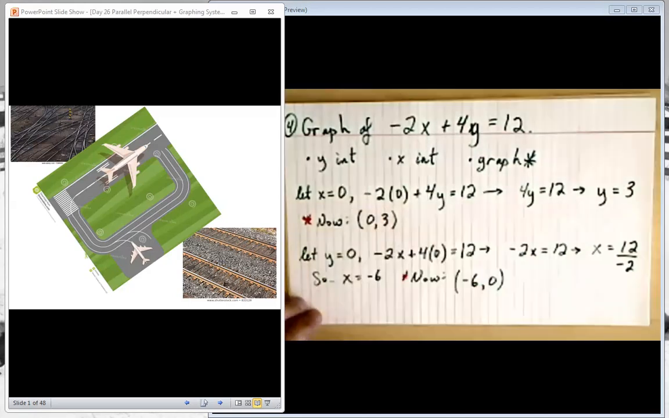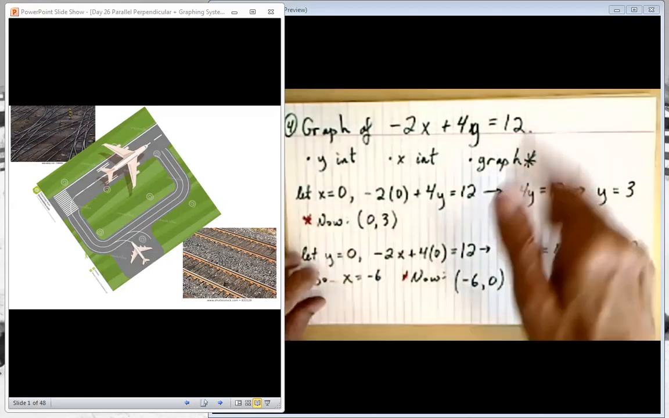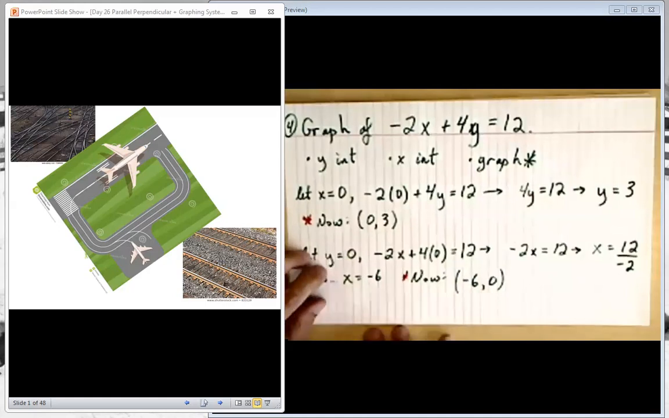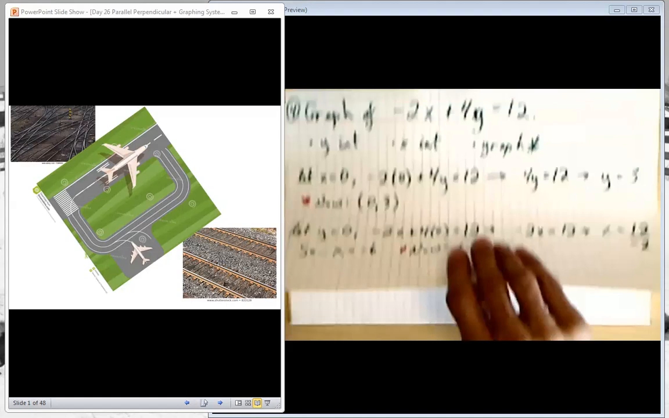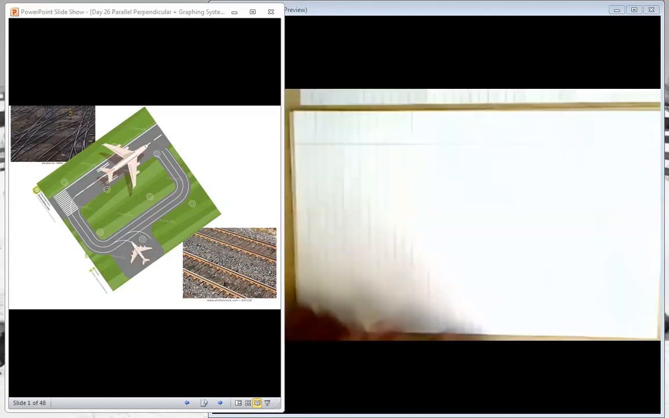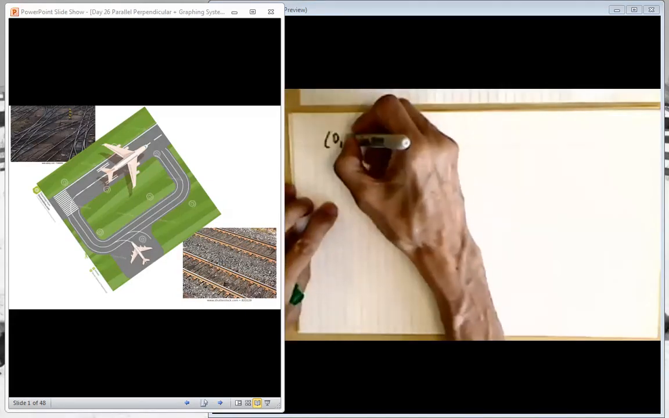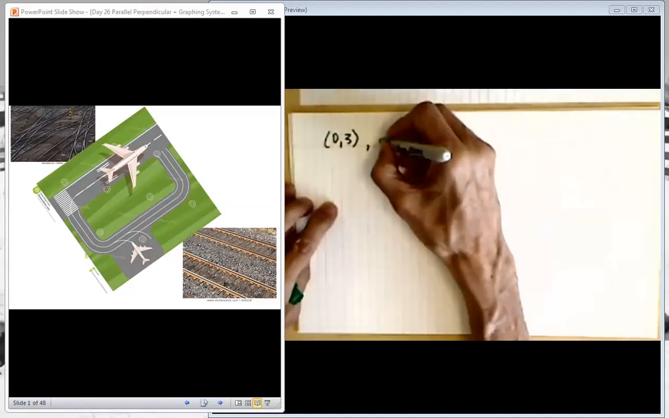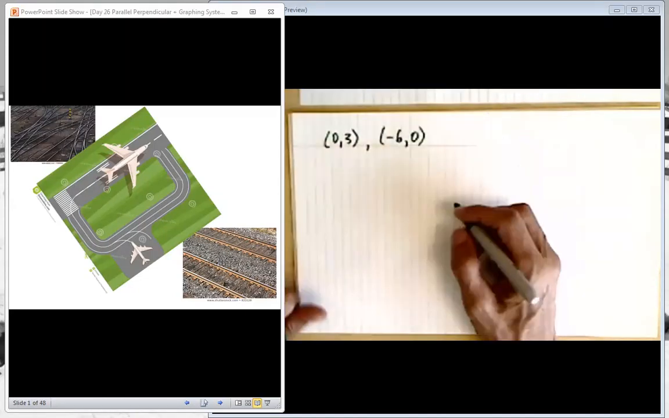As long as you get all the steps here, looking good. Checking the work. What do we have at the end here? We have 2 points, and now we can put them on the XY axis and we're good. Okay, so the 2 points we had were 0, 3 and minus 6, 0.